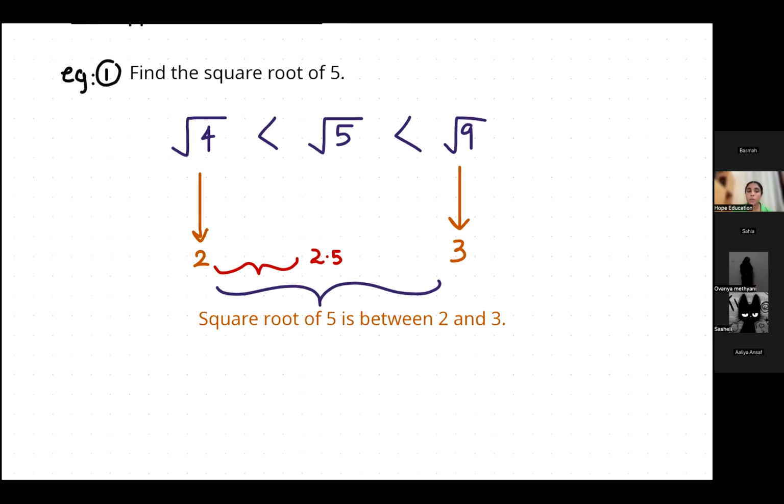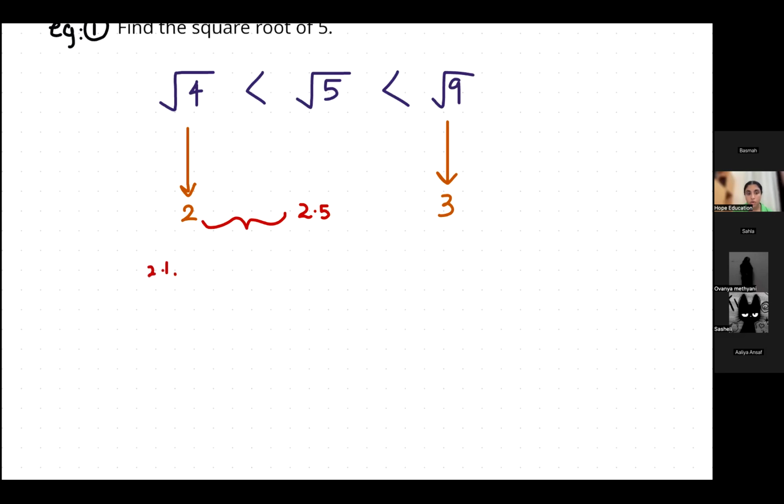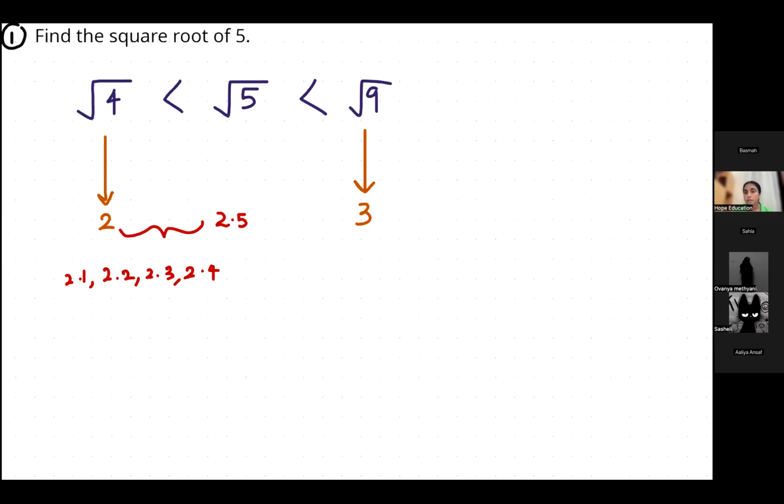So between 2 and 2.5, what do we have? We have 2.1, 2.2, 2.3, and 2.4. We have to check which of these it is. Let's check 2.1. 2.1 multiplied by 2.1. Let's see if we get 5.